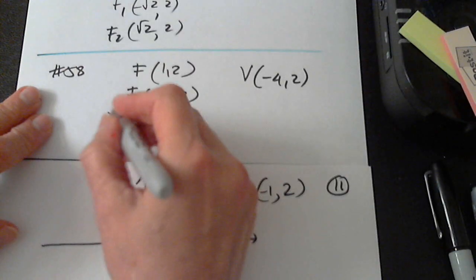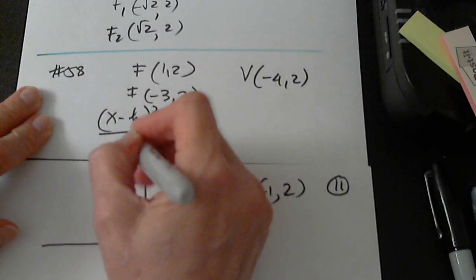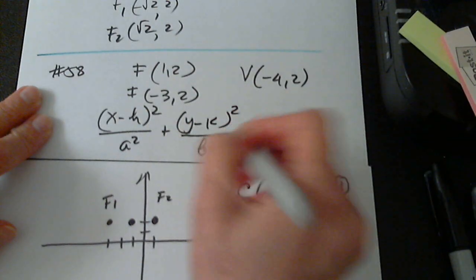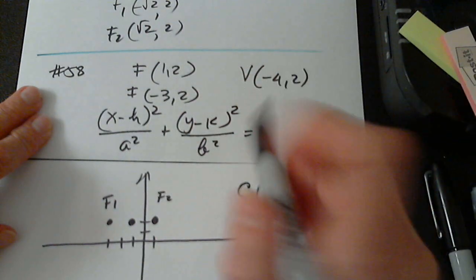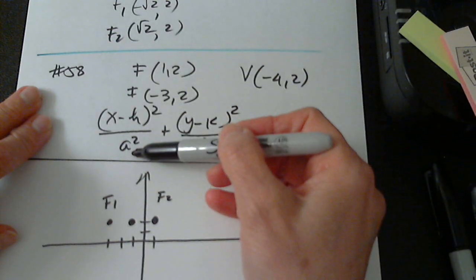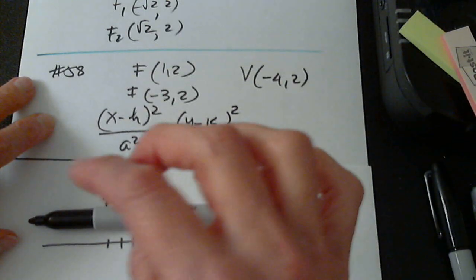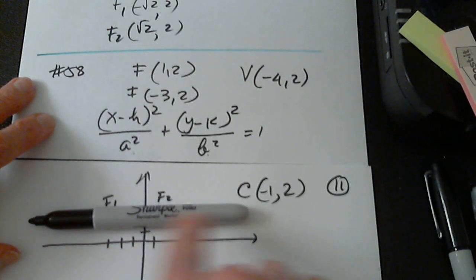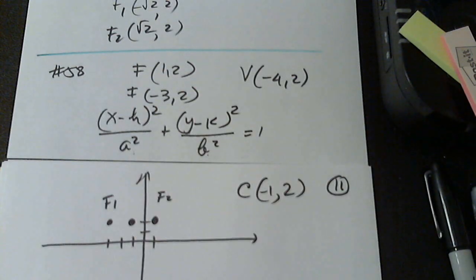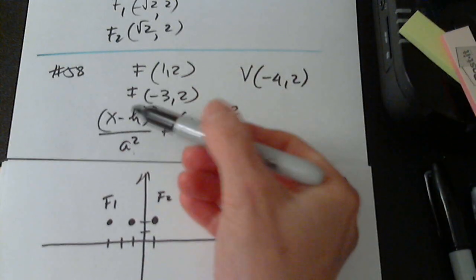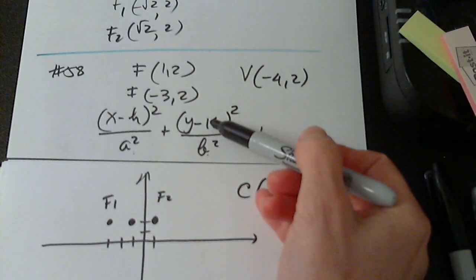I already know that this is x minus h, everything squared over a squared, plus y minus k, everything squared over b squared, equals 1. This will be bigger than this because I already established that the ellipse has a horizontal major axis, not vertical. So it has to be this situation. I have determined the coordinates of the center: negative 1 and 2.